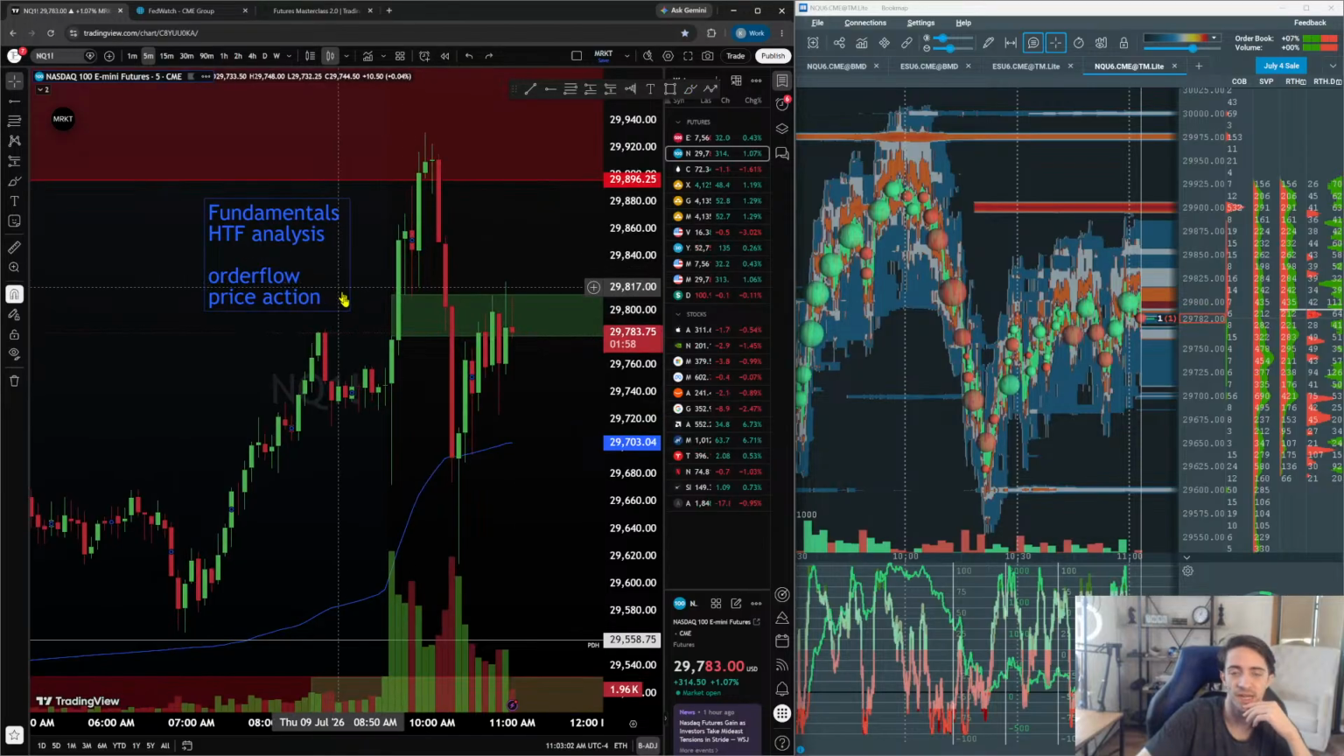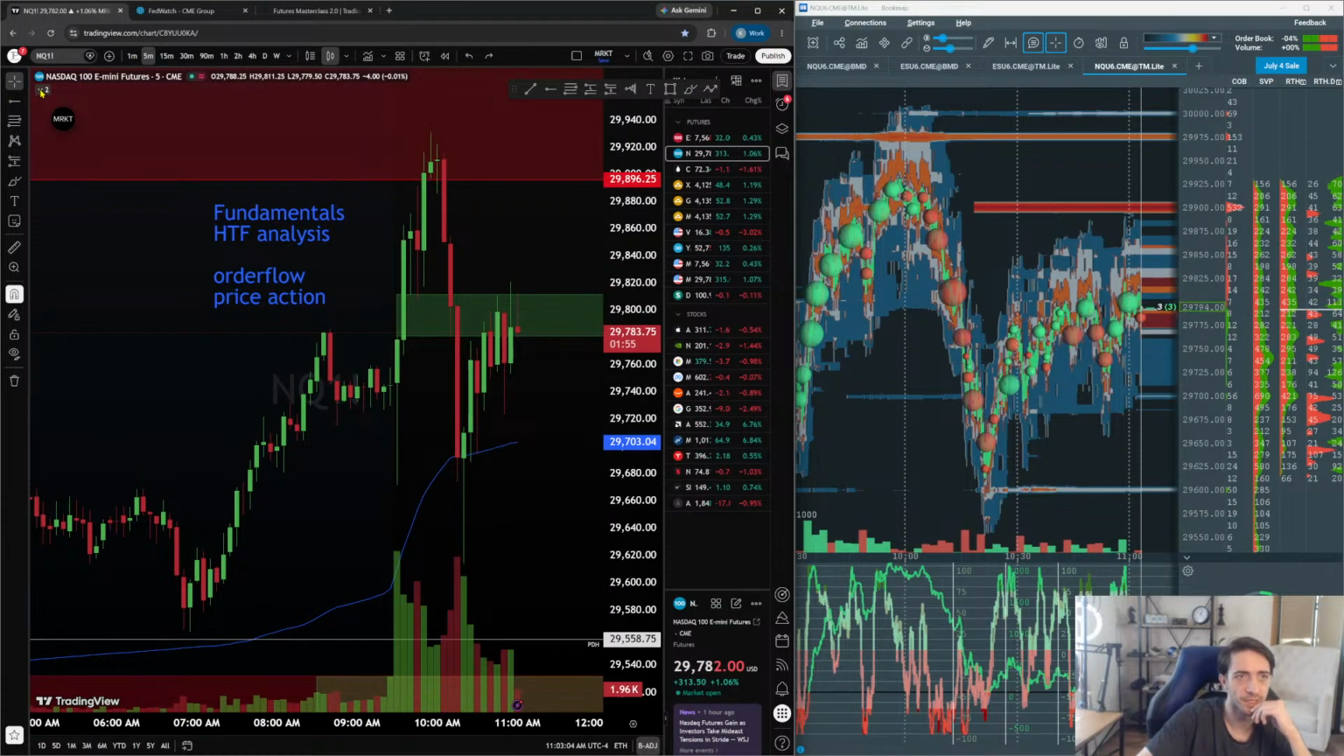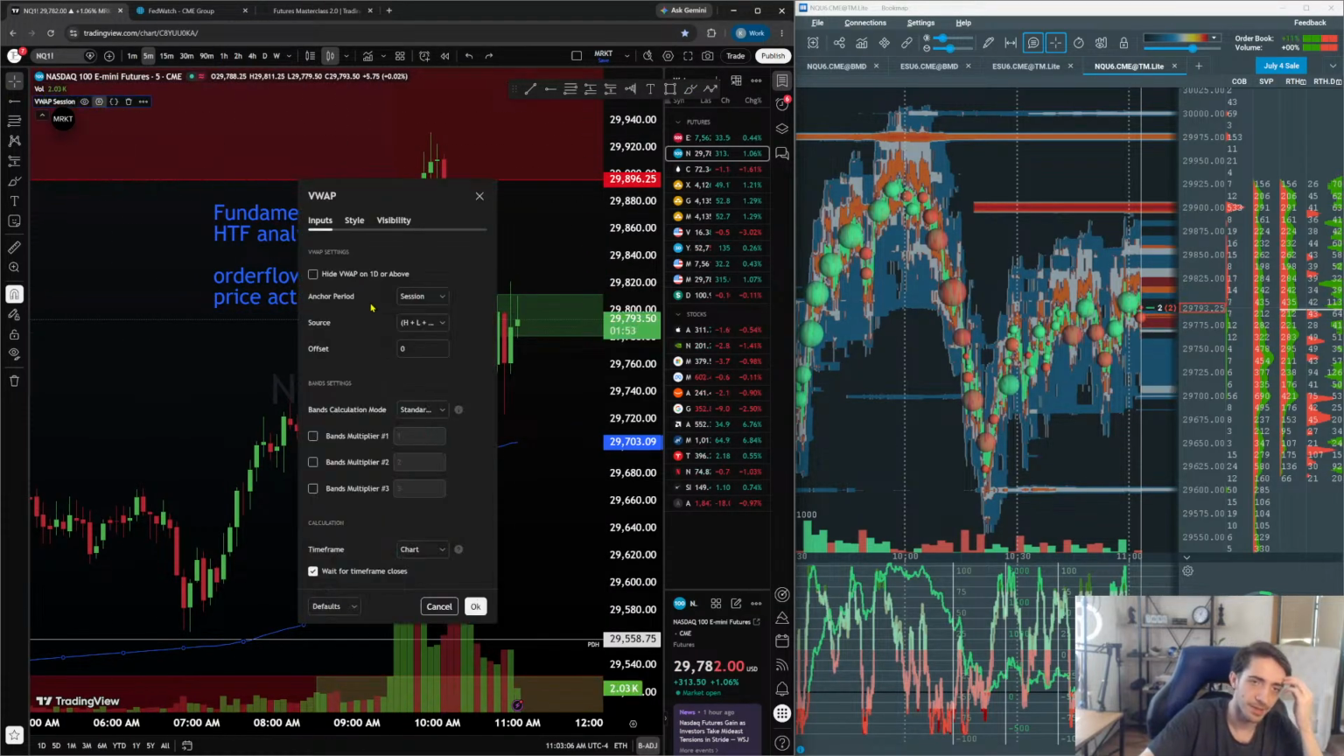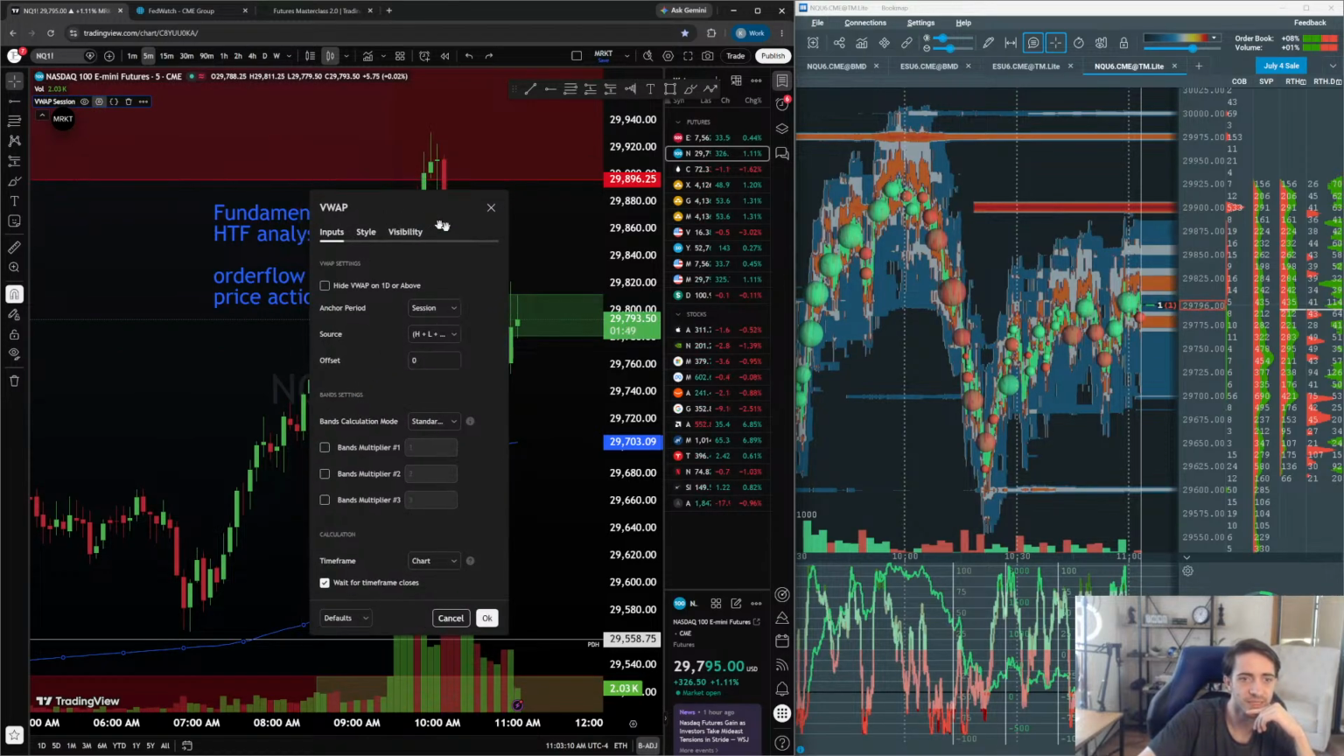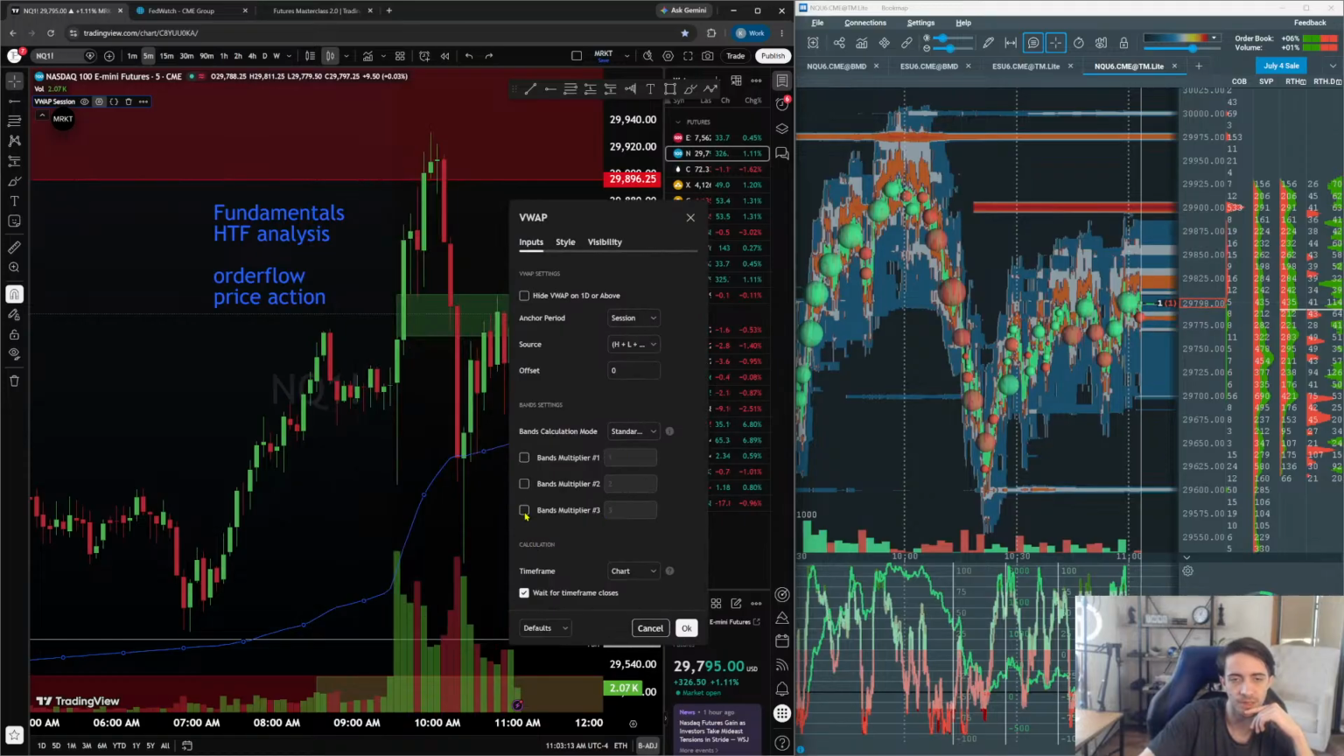So pretty cool there. I've been seeing different strategies, guys. People using VWAP, the, what is it? The band multiplier, like multiplier 3 as a major overbought and oversold level. And you guys could do the same, right?